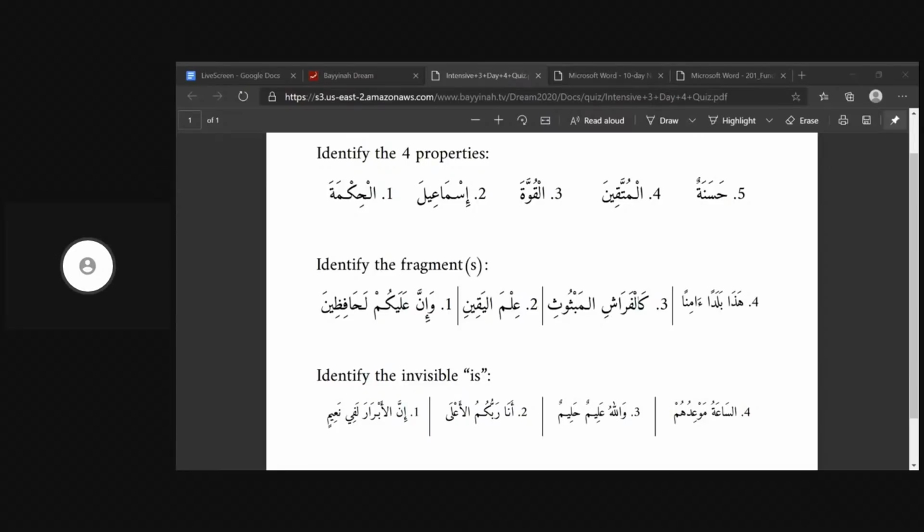Okay, we'll do one invisible is example. We'll do the first one.